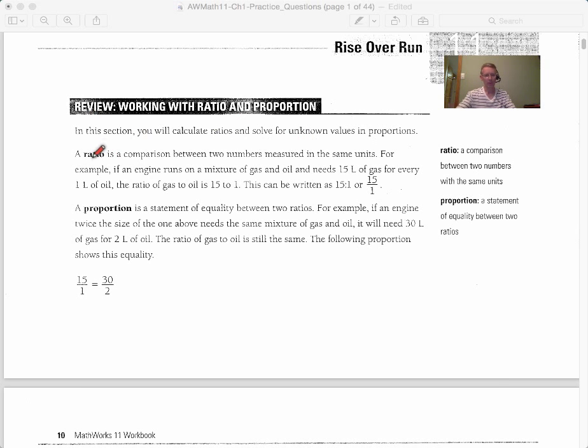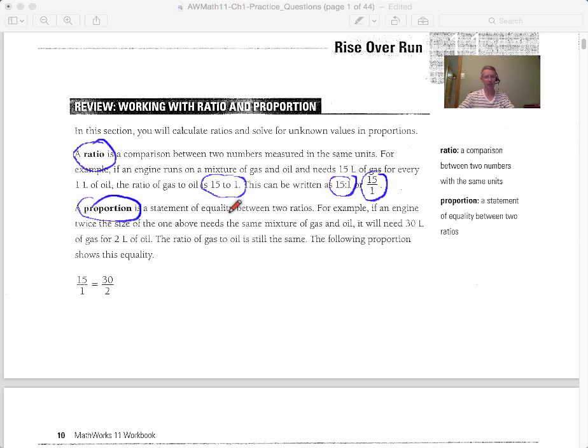Now, it's talking about a ratio. A ratio is a comparison between two numbers measured with the same units. It gives an example of a car engine running on a mixture of oil and gas. This car needs 15 liters of gas for every 1 liter of oil. So basically the ratio is a 15:1 ratio of gas to oil. You can write this as 15 to 1, as 15:1, or as a fraction. It's all the same thing. It's all a ratio.